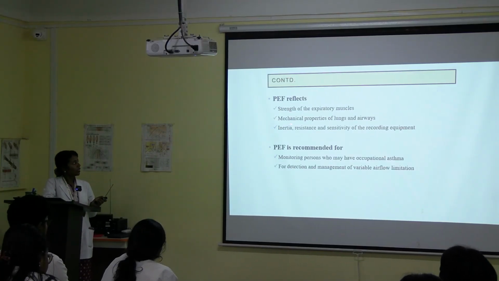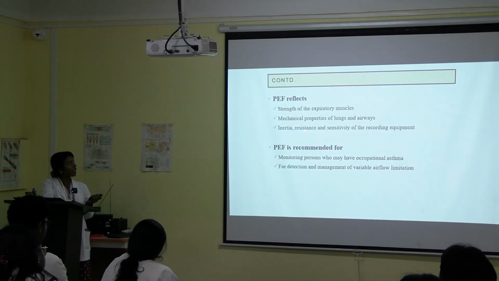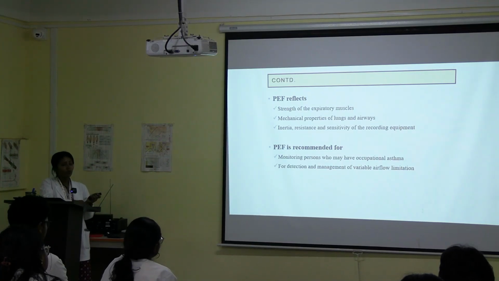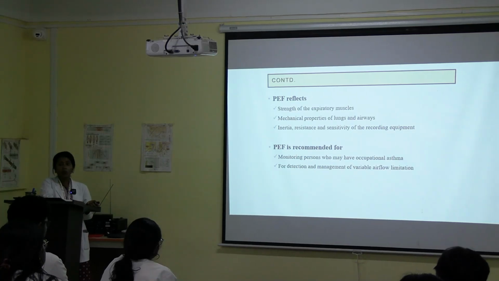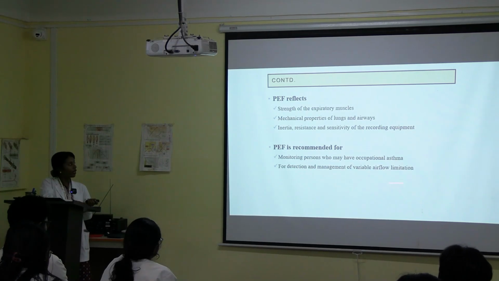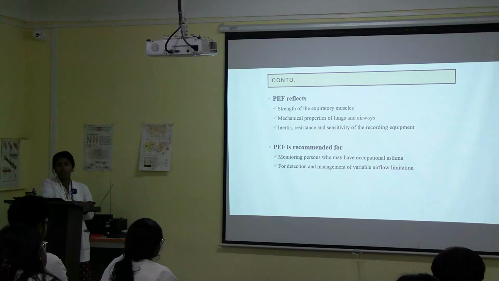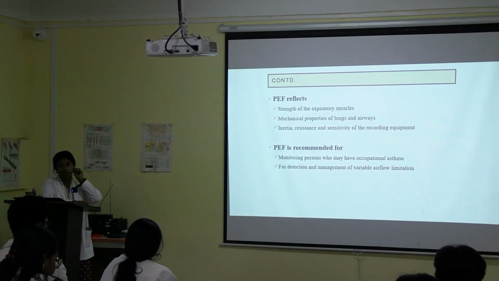So this is important. They will be telling you the strength of the expiratory muscle. Then mechanical property of lung and airways. Then inertia, resistance, sensitivity of the recording equipment. It is recommended to monitor the person who has occupational asthma, and for detection and management of variable airflow limitation. So these are the recommendations and why it is important.